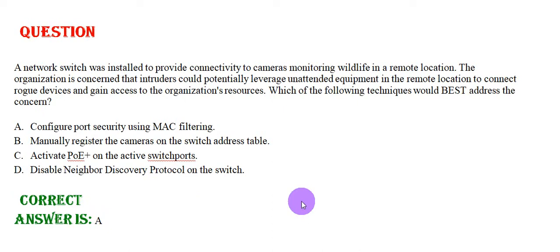A network switch was installed to provide connectivity to cameras monitoring wildlife in remote locations. The organization is concerned that intruders could potentially leverage unattended equipment in the remote location to connect rogue devices and gain access to the organization's resources. Which of the following techniques would best address the concern? Option A, configure port security using MAC filtering. Option B, manually register the cameras in the switch address table. Option C, activate PoE+ on the active switch port. And option D, disable neighbor discovery protocol on the switch. The correct answer is option A.